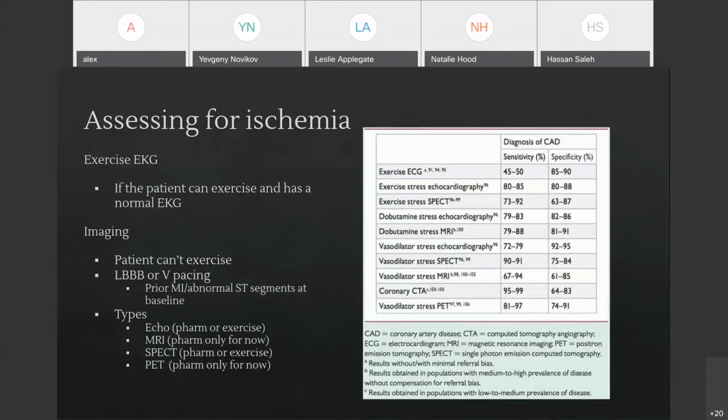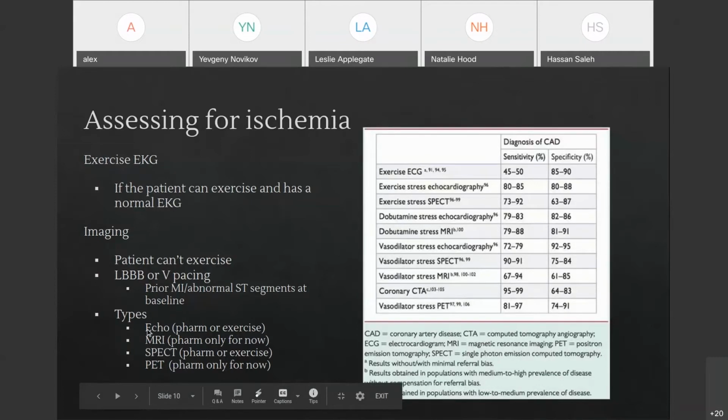Now we're going to get into how we actually detect ischemia, either with imaging or a nuclear study or anything like that. So when you're assessing for ischemia, you should be thinking about an exercise EKG again if the people can exercise and in general have a normal EKG, with the exceptions we talked about before. Here's the reasons to do imaging again, which I've probably already beaten to death. And the types of imaging is what we're going to get into next.